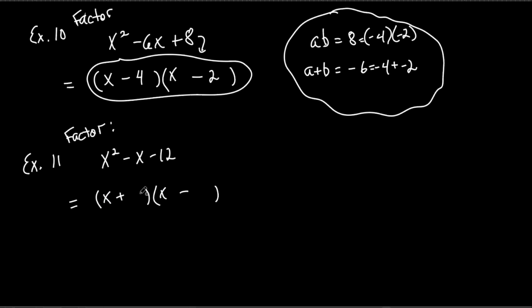And now I just have to figure out what two numbers multiply together. Again, this is just going on in my head. What two numbers multiply together to be what? Negative 12. Not just 12, but negative 12. And then if I take those same two numbers and add them up, what do they need to add up to be? Negative 1. Where'd you get the 1 from? Right, it's the coefficient. It's the numbers out in front. We call it the coefficient. So the coefficient of negative x is negative 1. So they have to add up to negative 1.